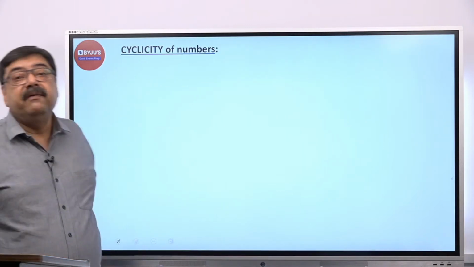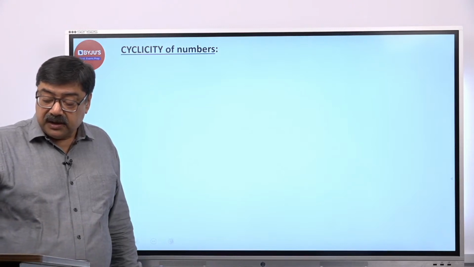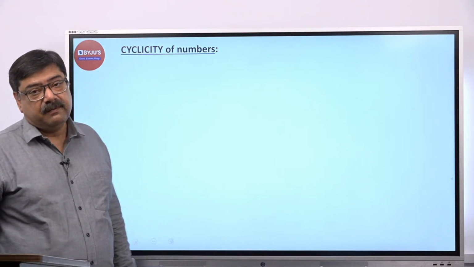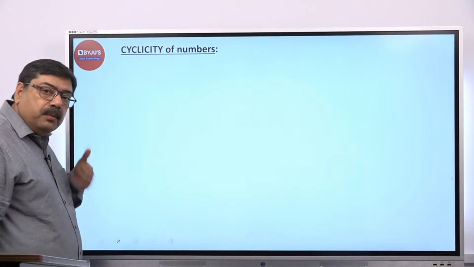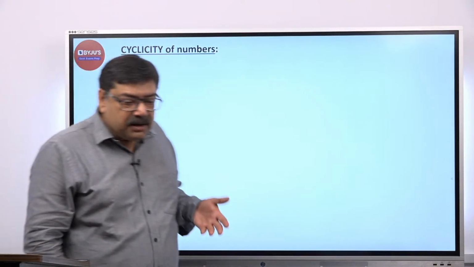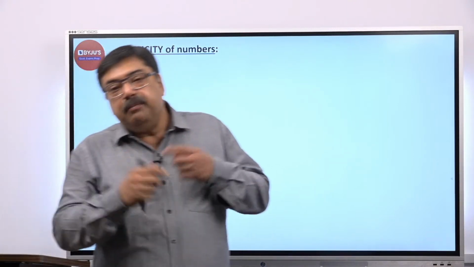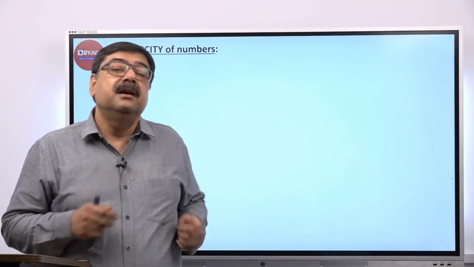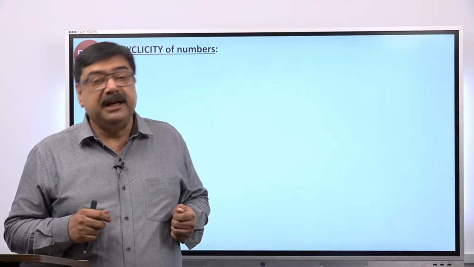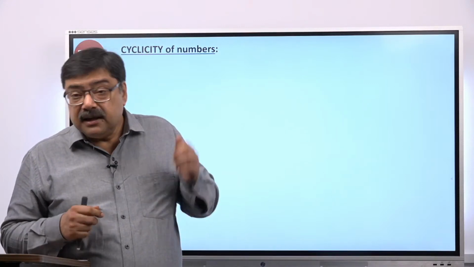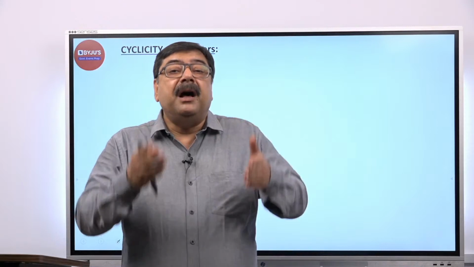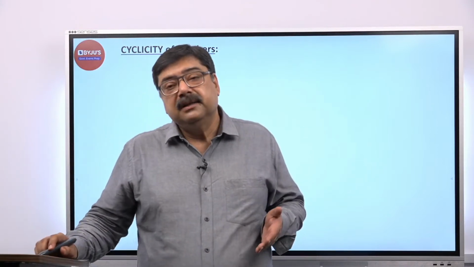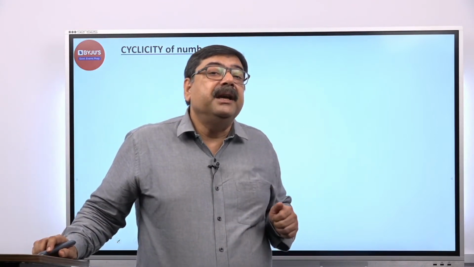Now, I come on to a very important concept that is called cyclicity of numbers. Alright, now what do you mean by cyclicity of numbers? Cyclicity of numbers का मतलब ये है कि हर एक पावर के बाद में यूनिट्स डिजिट में कौन सा डिजिट आता है यूनिट्स प्लेस पे. That is, in every single power of a number, which digit will appear in the units place.